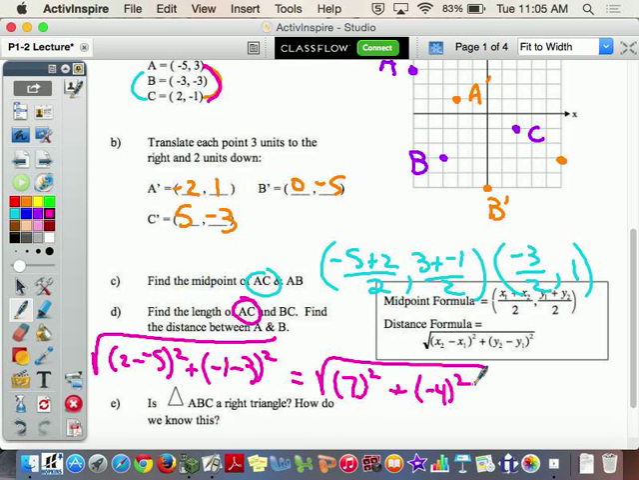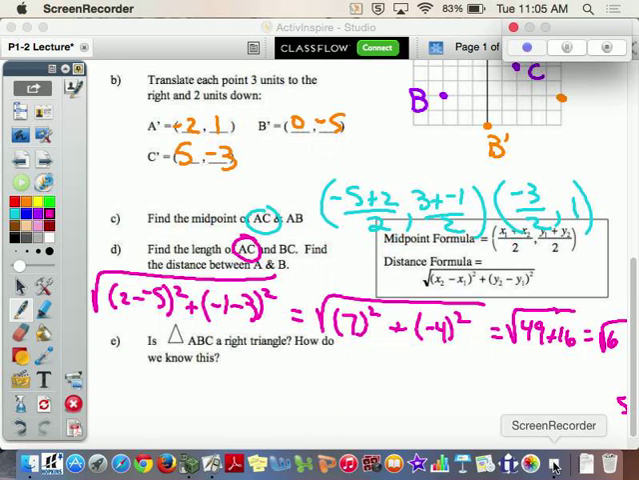It's very important to have the parentheses, otherwise your calculator will not understand the order of operations that you want it to perform. And this gives me the square root of 49 plus 16, or in other words, the square root of 65. Now down below, maybe I should pause there. So in the next question, it talks about the original triangle in purple.